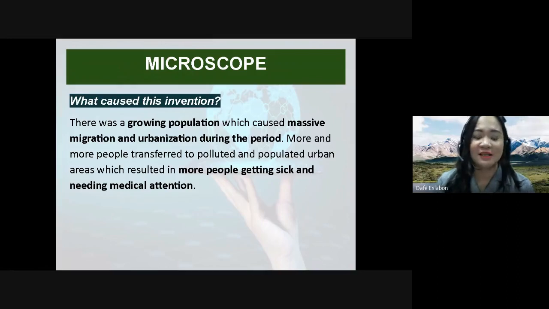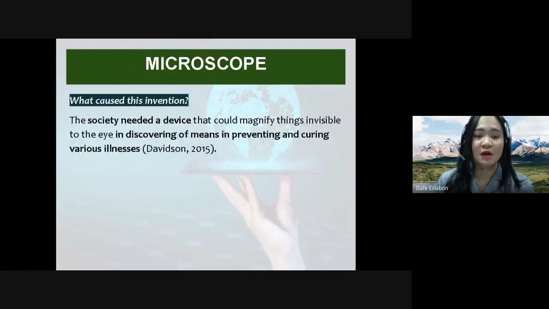So during this time, a lot of people were getting sick and acquiring illnesses, and that needed medical attention, medicine, or cure, caused by too much population in populated areas because of massive migration and urbanization. Another thing that caused this invention was that society needed a device which could magnify things invisible to the eye, and discover means of preventing and curing various illnesses.